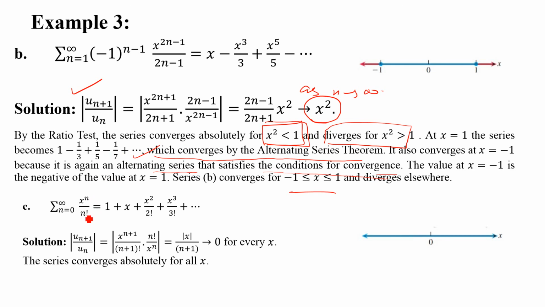Now part C, so let's see what part C has in store for us. In this part, we have the series sigma x^n over n factorial, n varies from 0 to infinity. Again, we are going to apply the ratio test and we see that this ratio converges to 0 for every x. So the series converges absolutely for all x, right?